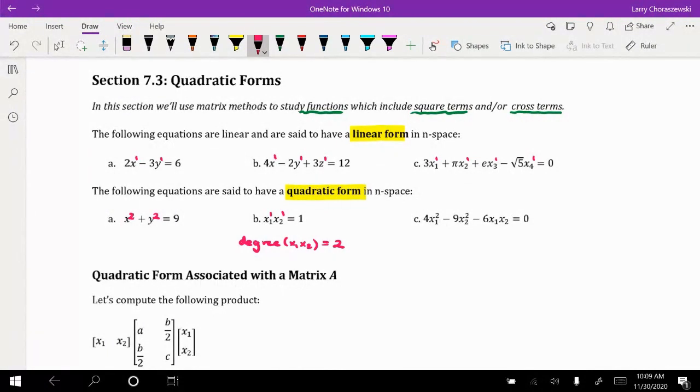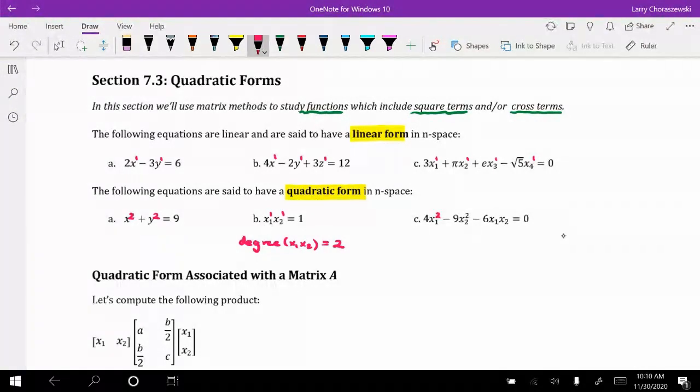Now, if you don't know this fact, I'll go ahead and shed some light on it now. There is a more general definition of the degree of a monomial. The degree of the monomial basically counts how many variables are involved. So for instance, with x sub 1 and x sub 2, we've got 2 variables involved, and that would be the reason why that has a degree of 2. So long story short, x sub 1 times x sub 2 equals 1 is an equation that has a quadratic form.